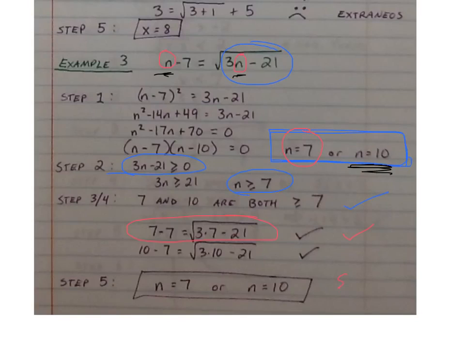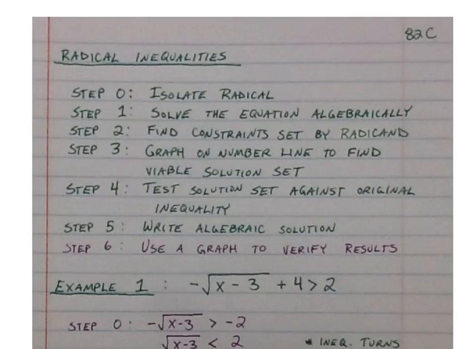We could, if we wanted to, write it in roster notation, 7, 10, close brace. All right, when it comes to solving radical inequalities, which is the second part of the skill, the steps are very similar. Our initial step is to isolate the radical. Our first step is to solve the equation algebraically. Step 2 is to find the constraints set by the radicand. And then step 3 and 4 are written slightly differently, but it's still the same basic idea.